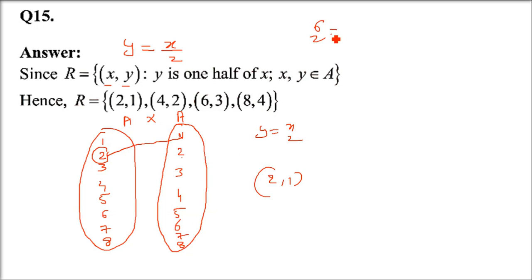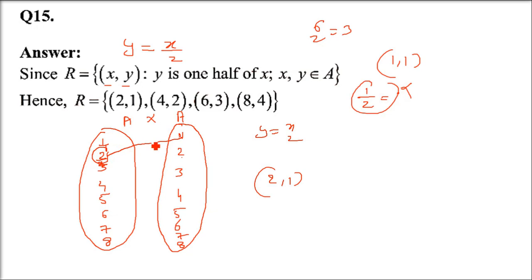We will not take 3, 6. But we can take 6, 3. That is, we can take 6, 3 because 6 divided by 2 is 3. Let us take 1 by 1. 1, 1 we cannot relate because 1 is not half of 1. Even if you try, you won't get the relation.